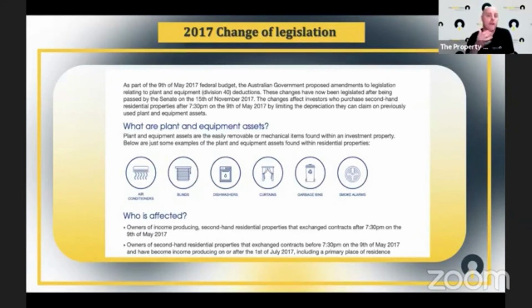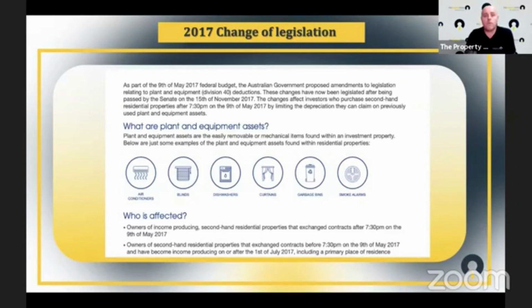But if you bought a property after this, you do have issues if you bought secondhand. And what I mean by that is, when you see these pictures here, they break down what are plant and equipment assets. And you've got here dishwashers, air cons, curtains, smoke alarms, all this sort of stuff. And what that basically says is, if you purchased a property after that 9th of May 2017, you're limited to what you can claim on depreciation if the property was secondhand. But if the property was brand new, you paid for everything, and that is fantastic.